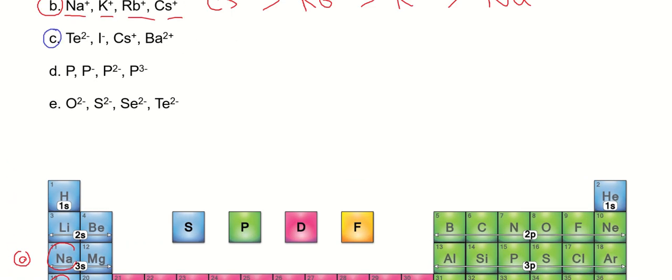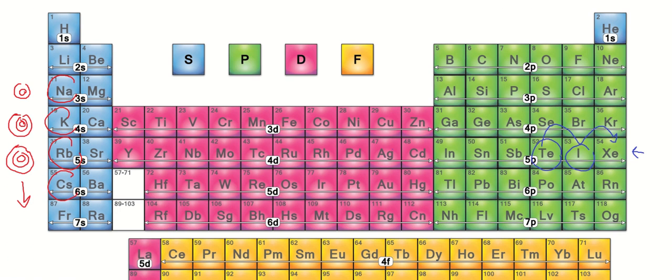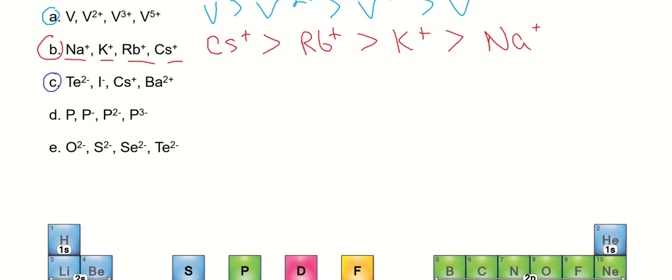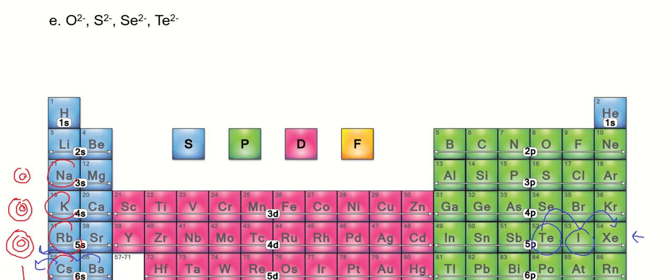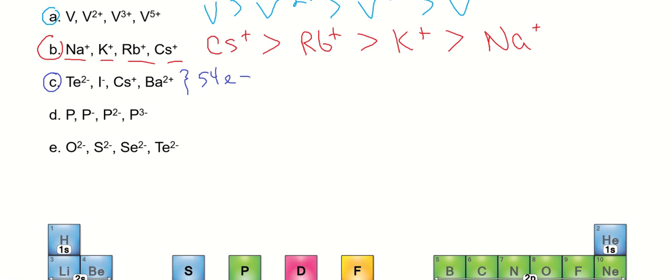So tellurium gaining 2, iodine gaining 1, cesium losing 1, barium losing 2. So they're all isoelectronic to each other. In other words, all of these have 54 electrons. If they all have the same number of electrons, it's going to be the number of protons that determine their size. The more protons you have, the more attraction those 54 electrons are going to feel, so the smaller they're going to be.